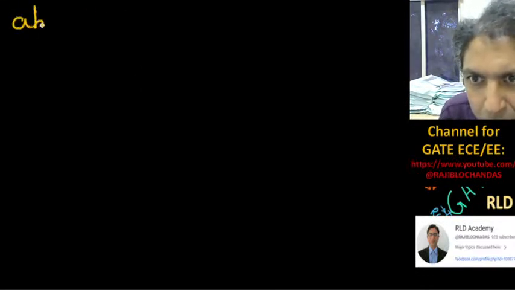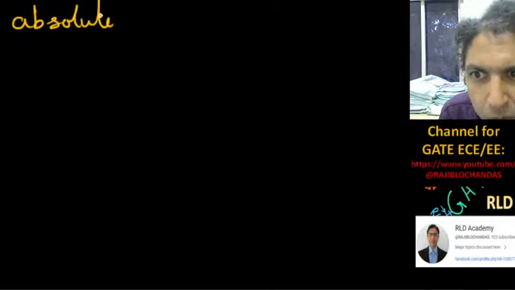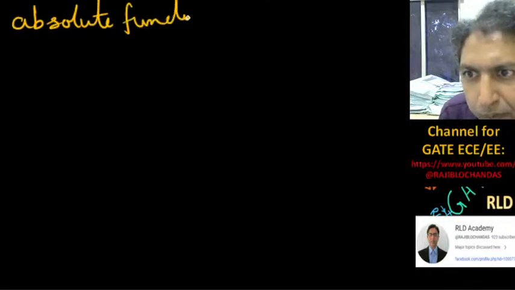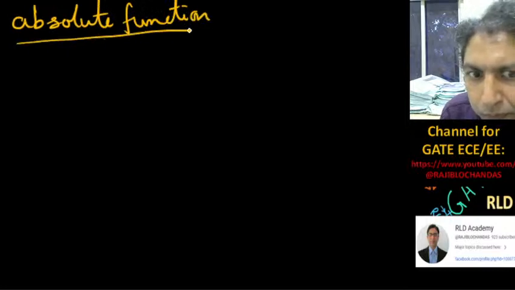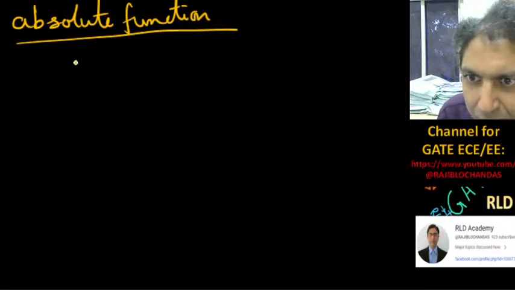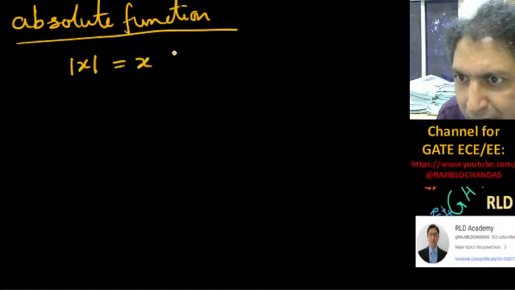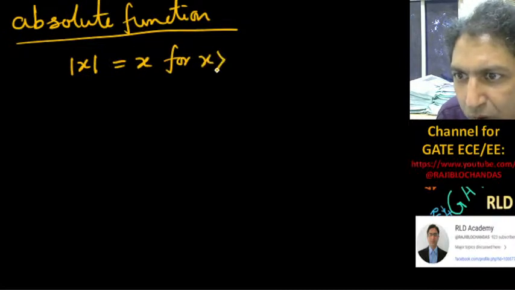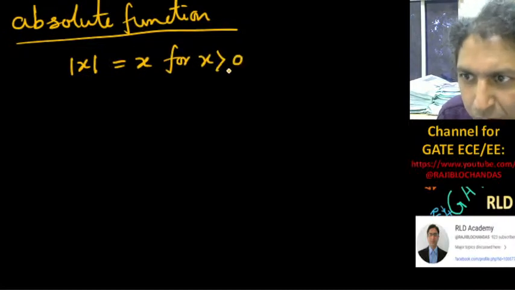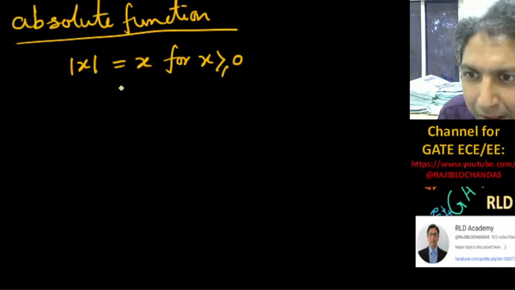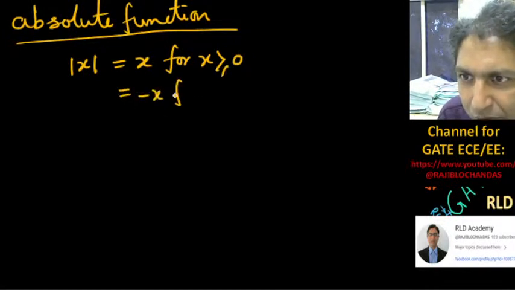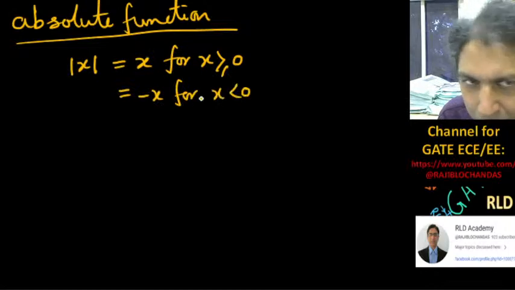Now we will define the absolute function. It's very easy to define. So mod x, or absolute of x, is equal to x for x more than 0, or equal to, I can put the equal sign as well, and this is equal to minus x for x less than 0.